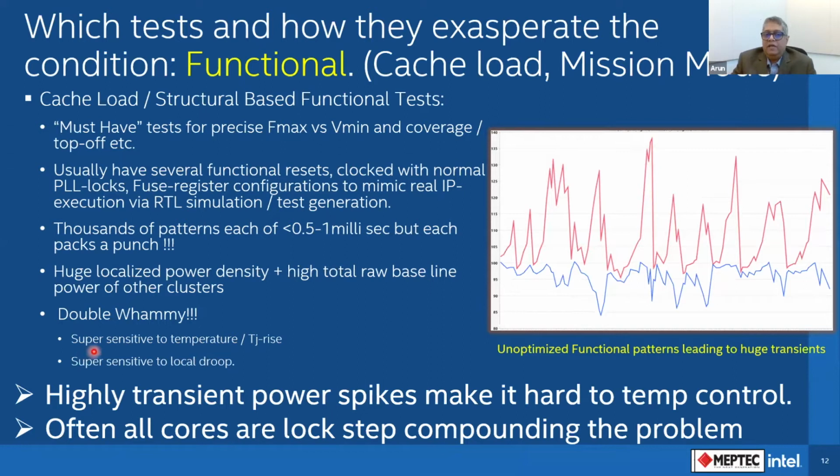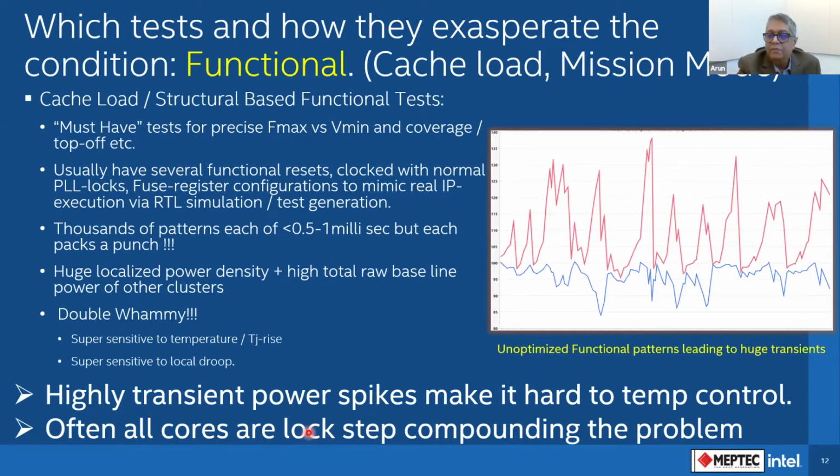And their double whammy is they are super sensitive to temperature rise and super sensitive to local droop. Highly transient power spikes, actually very hard to control the temperature. Often, in test, we always run all the cores in lockstep because that is easy to generate in test. And test engineers generate the test and they are clock cycle lockstep. So that compounds the problem.